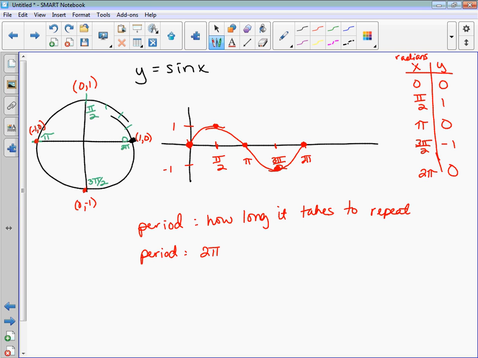I want you guys to try to do the same thing with the cosine graph. So think about it, about what you're putting in, all of that. I'll pass back quizzes while you're working on that.